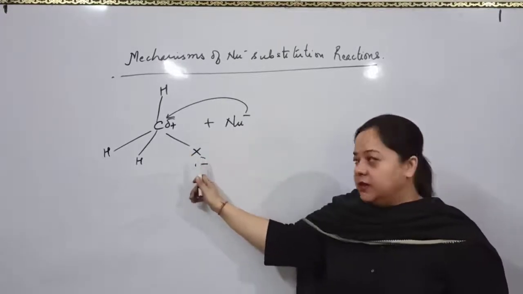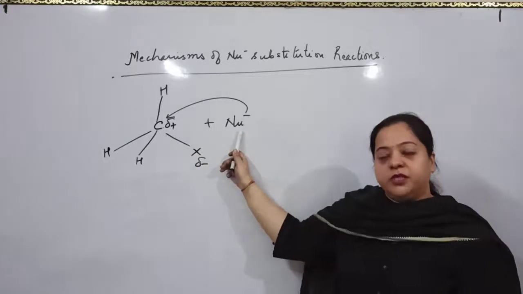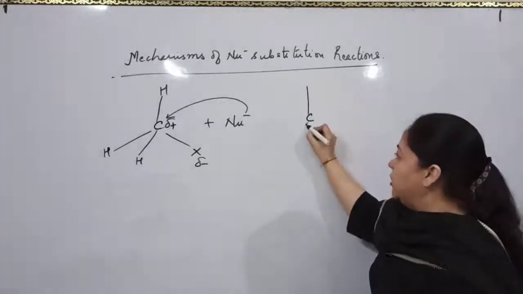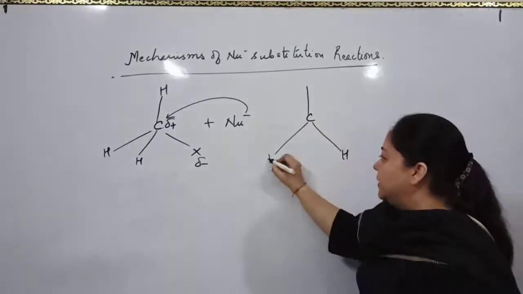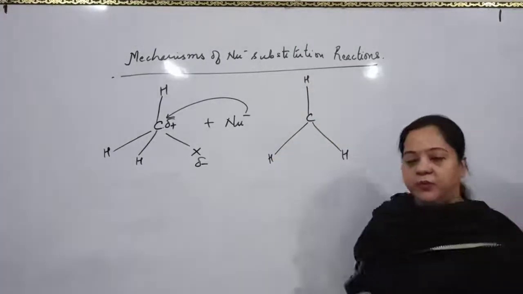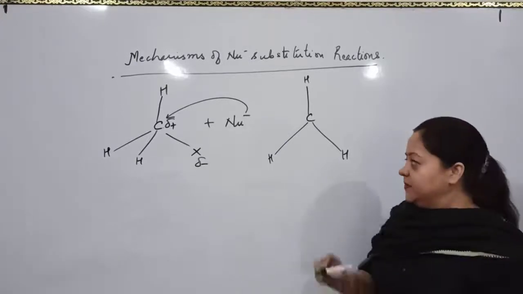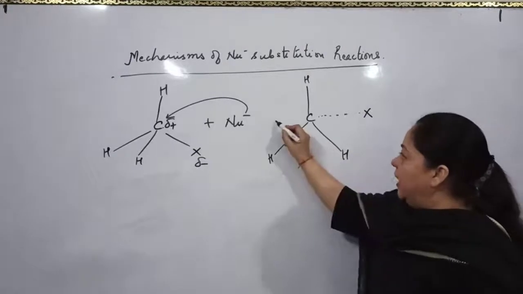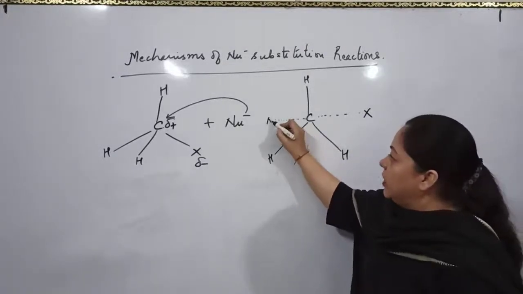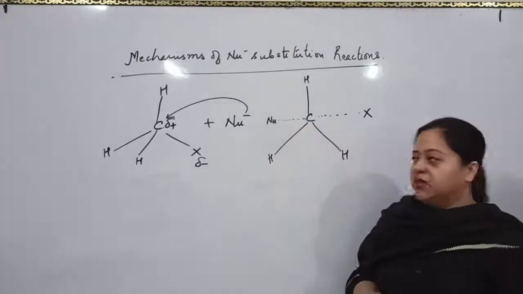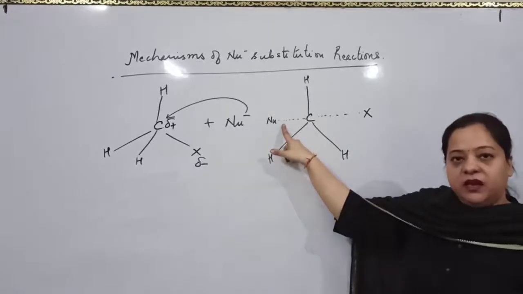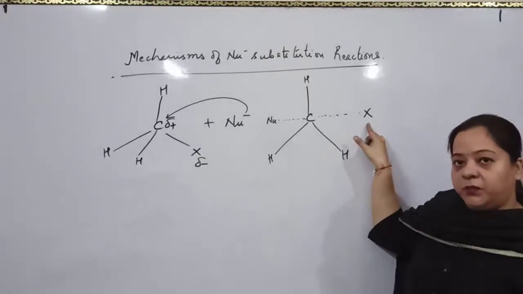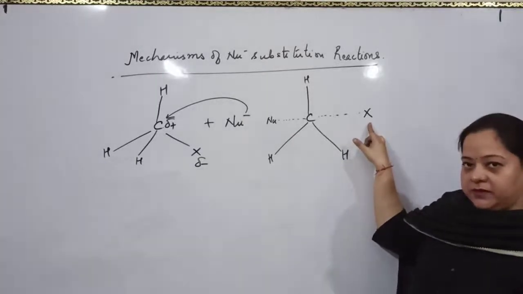Carbon-halogen bond breaks and carbon-nucleophile bond is formed. And this bond breaking and bond formation take place simultaneously. Here carbon is forming 3 sigma bonds with 3 H atoms. Here we show the bond breaking with halogen and bond formation with the incoming nucleophile. This is bond formation with the incoming nucleophile and bond breaking with the leaving group, that is halogen in this case.